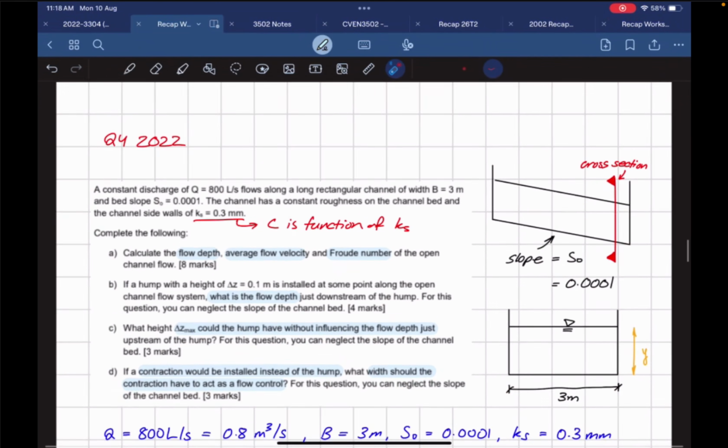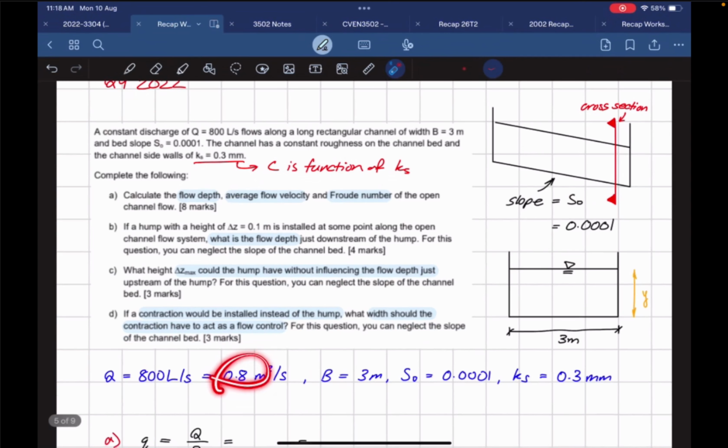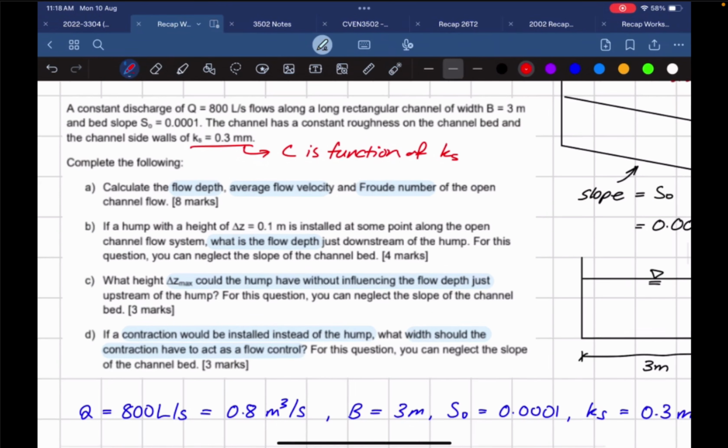Cool. First thing I'm going to do is convert it to meters cubed per second, because that's the typical units that we're going to use. And yeah, let's get started. So flow depth and average flow velocity. Flow depth is y. Average flow velocity is u. Froude number is just Fr, which is equal to u on square root of gy.